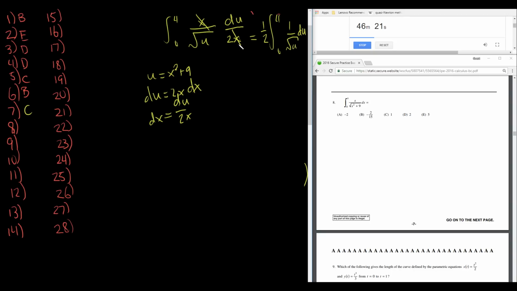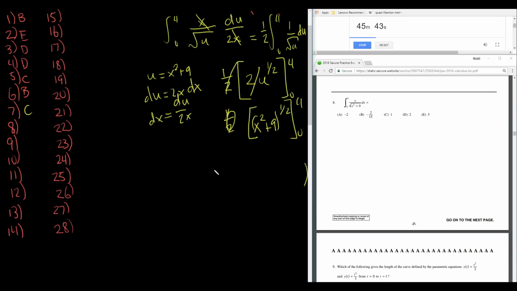Okay, and then we come down here and we say this is the same as u to the negative 1/2, so 1 divided by the square root of u is u to the negative 1/2. So we take the integral of negative 1/2, which means adding 1, so getting to 1/2, and then dividing by 1/2, so 2 times u to the 1/2. That's probably correct, because if we take the derivative, yes, okay. Let's just get rid of the 2 here. So we're just canceling out, and then we have u to the 1/2, which is the same as x squared plus 9 to the 1/2 from 0 to 4.